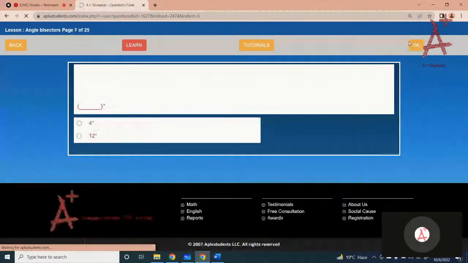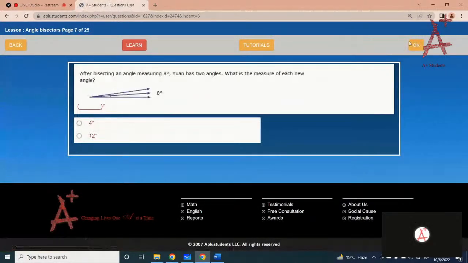Okay, an angle is bisected. After bisecting, an angle measuring 8 degrees has now two angles. What is the measure of each new angle? Originally it is 8, and after the bisection it would be 4. Got it? Yes, very good. It would be 4.